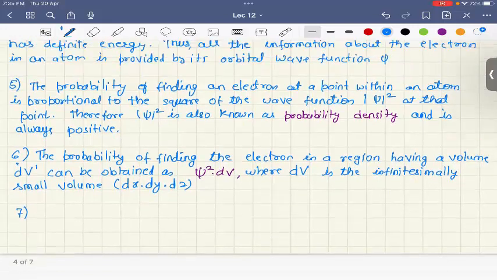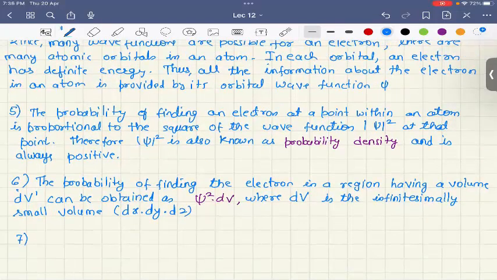The seventh point is the quantum mechanical model gave three constants known as quantum numbers, which are required to specify the position and energy of an electron in an atom, right?